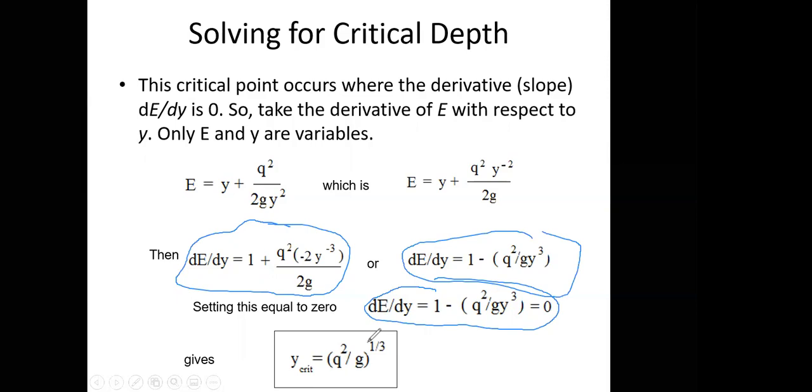That will be your y critical. So below this depth, the specific energy is going to be greater. So it will be like what we have over here. This is y and this is E. At a certain y, we have this minimum specific energy.